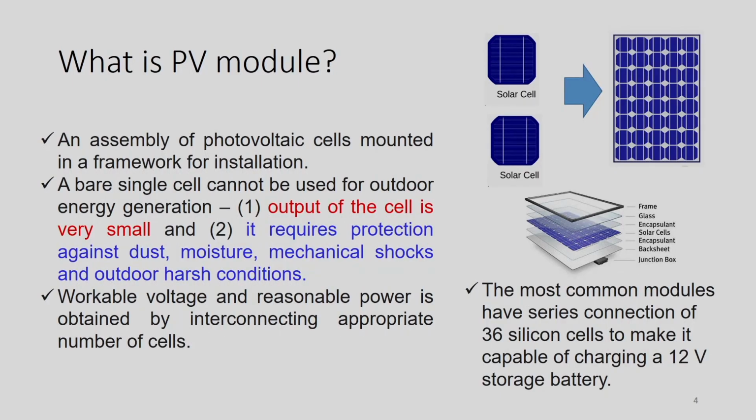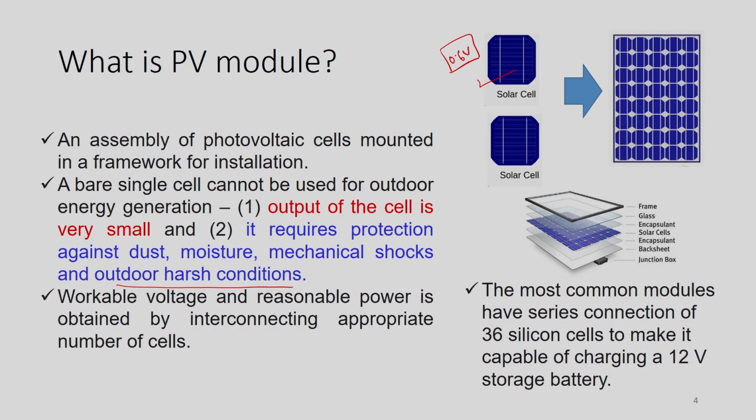A PV module is an assembly of photovoltaic cells mounted in a framework for installation. As you can see, this is a single solar cell. This single bare solar cell cannot be used for outdoor applications because its output is very small. It will give about 0.6 volt, so it cannot be used for many practical applications if we are proposing outdoor applications. It also requires protection against dust, moisture, mechanical shock and harsh outdoor conditions.